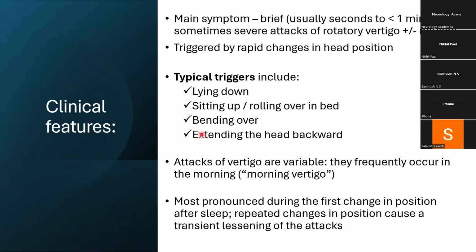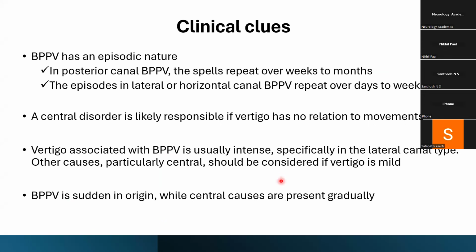There are typical head position changes that have been described, such as lying down, sitting up or rolling up in bed, bending over, and extending the head backwards. And there is something called morning vertigo, and these attacks of vertigo are said to be more common in the morning hours. And also, while they're sleeping, the first position changes when they have this maximum vertigo. And on repeated position changes, the intensity of the episodes comes down.